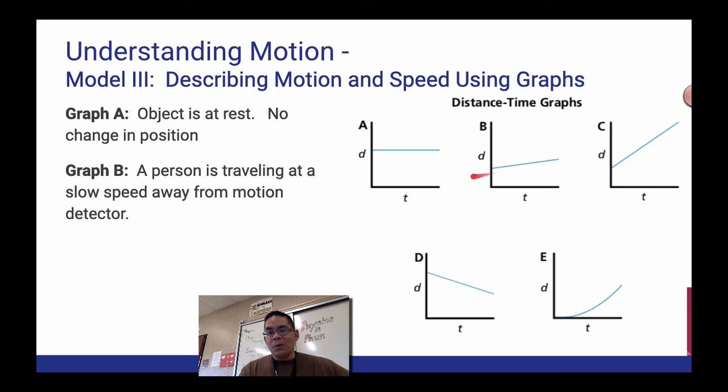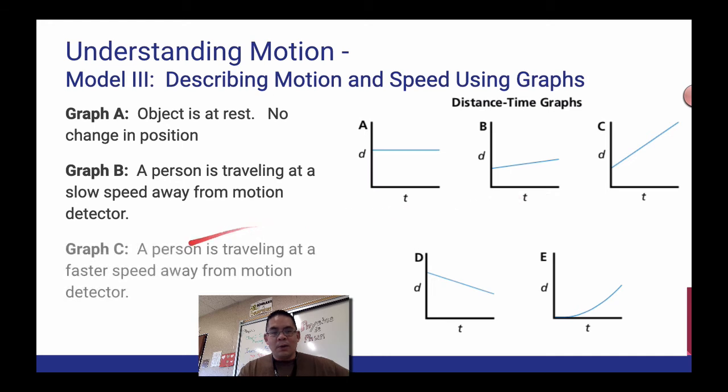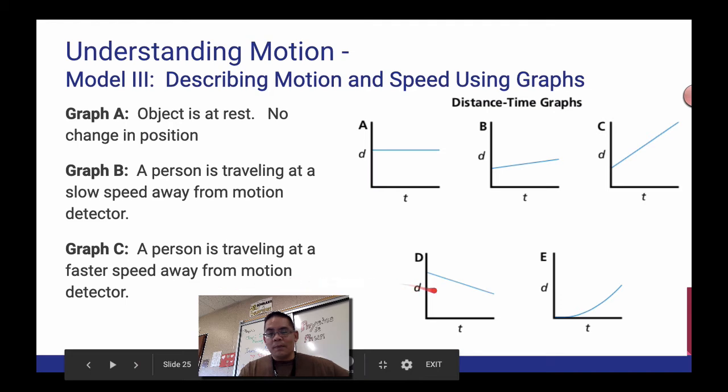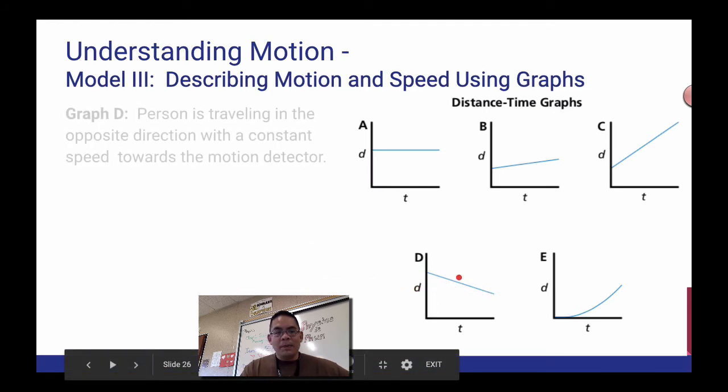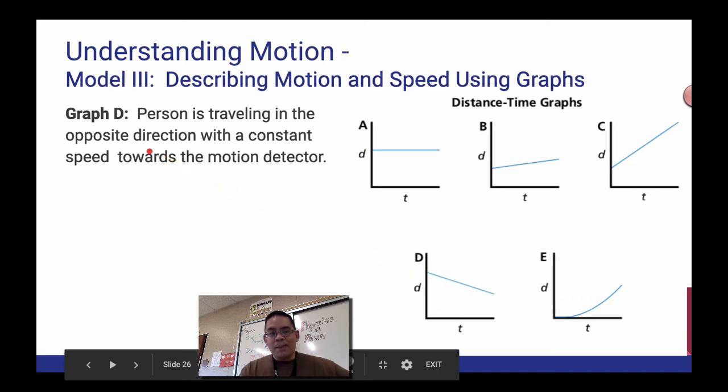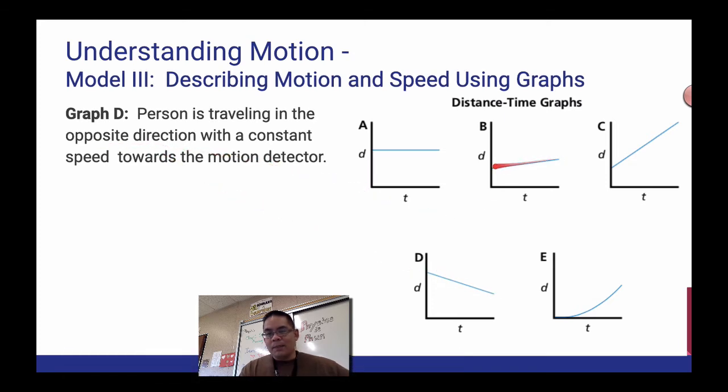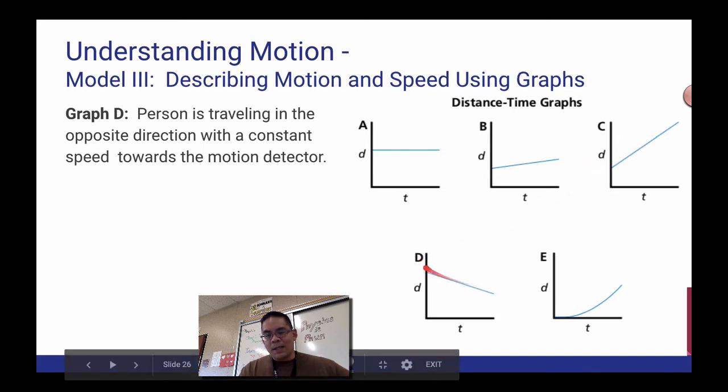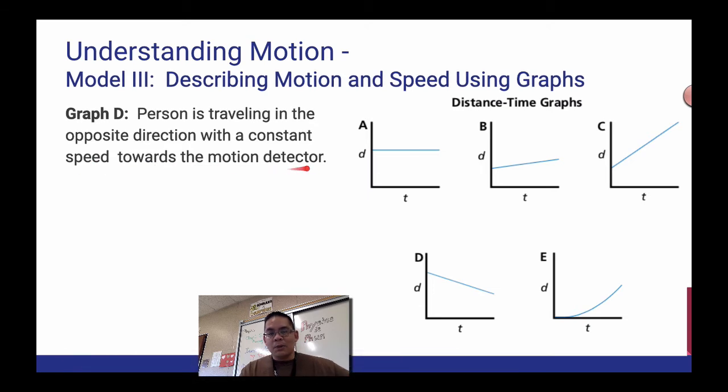When we look at graph B, you can see there's a little bit of slope. Hopefully that reminds you of the time when you were walking away from the motion detector, moving slowly. So typically a person is traveling at a slow speed away from the motion detector when it looks like graph B. For graph C, you can see it's a little steeper. If you remember that one, you're also traveling at a faster speed, also away from the motion detector. For graph D, that's when a person is actually traveling in the opposite direction. So the slope that looks positive is one direction, the slope that looks negative is the opposite direction, and it's basically constant speed again, towards the motion detector.